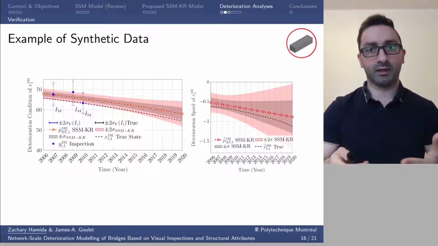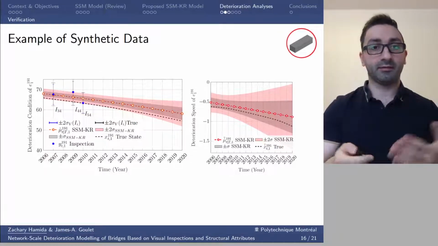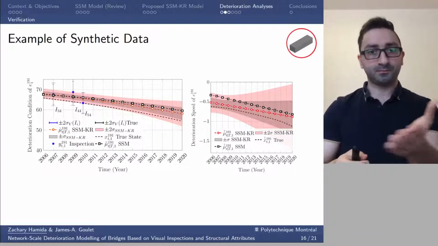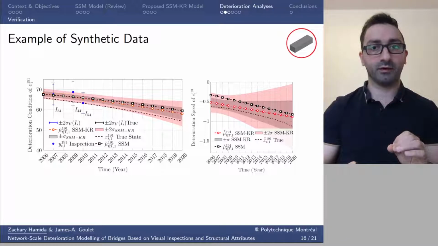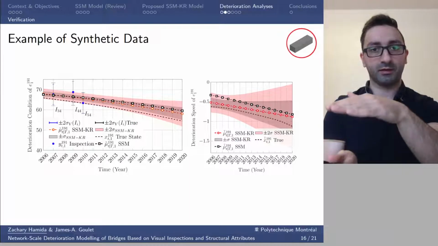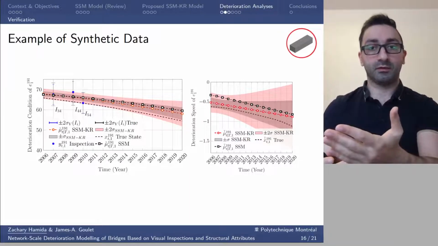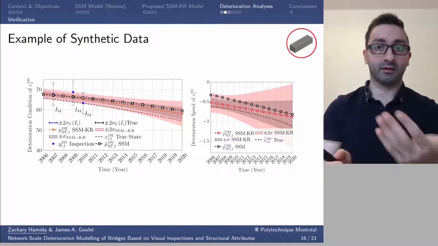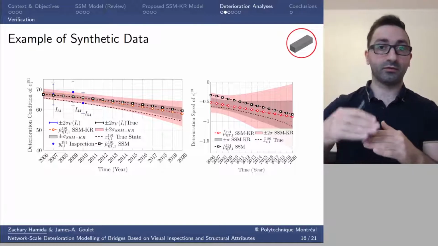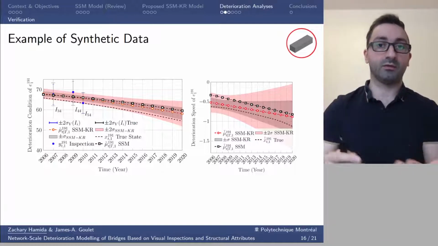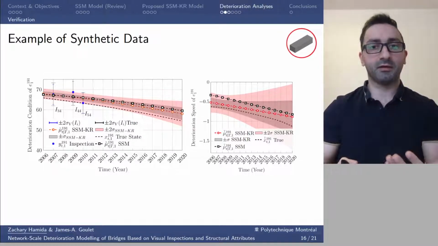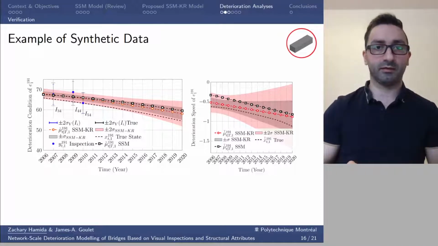Now, because we have the SSM-KR model, let's look at the SSM model on the same graph. The estimate for the SSM model is shown by the black dashed line with the square points. For the condition, initially we have a similar performance, but over time it starts to diverge. For the speed, you start to realize that the difference is really in the initial speed. The initial speed for the SSM model was closer to 0 and farther from the true deterioration speed, so the SSM-KR model has a better initial estimate overall than the SSM model.